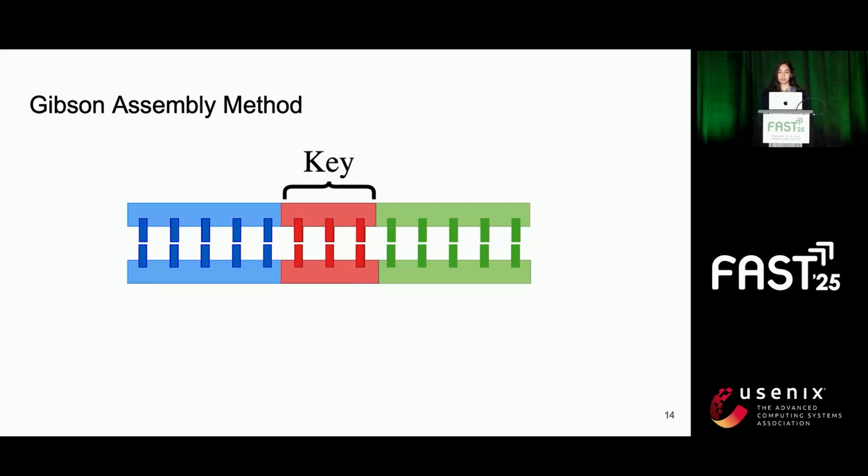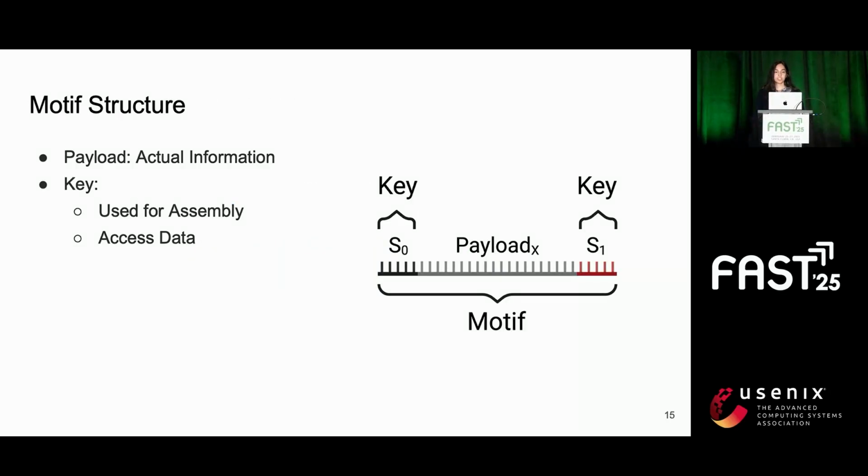So this leads us now to the motif structure. So we just saw that we need keys to assemble the motifs. So we would like our motif structure to have keys on each end of our strand, and then in the middle we can have the payload where we have the actual information. Now, since keys are used for assembly, that means they cannot be present anywhere else in the sequence, and since they're unique, they can be used to actually access the data as well.